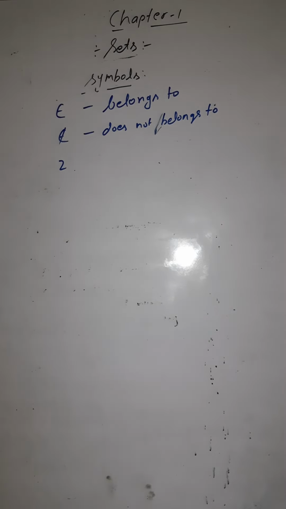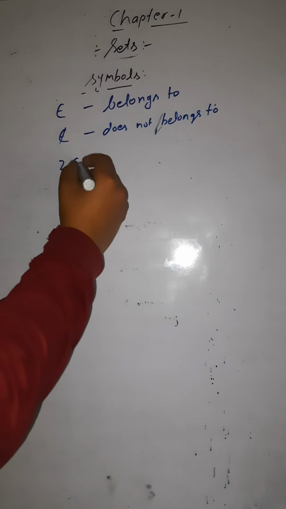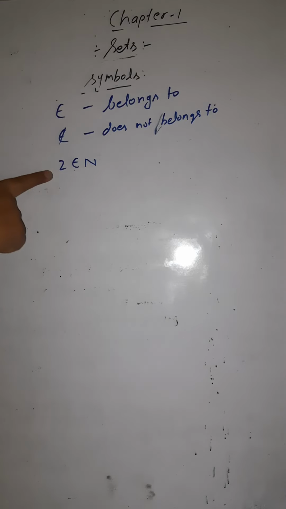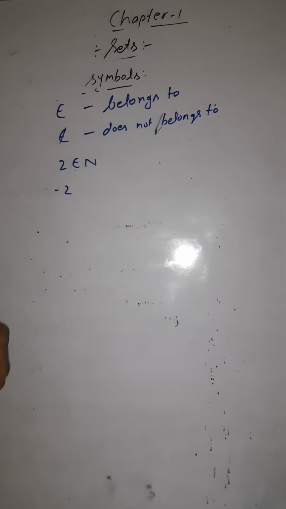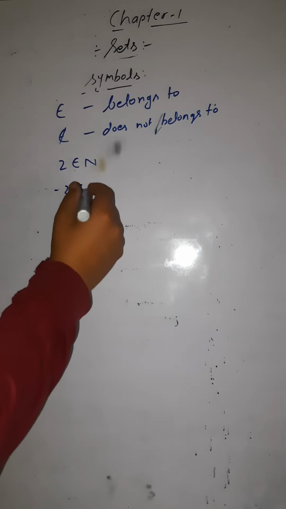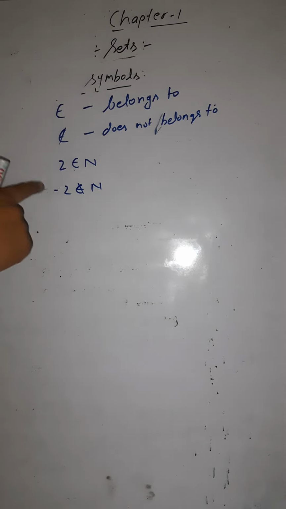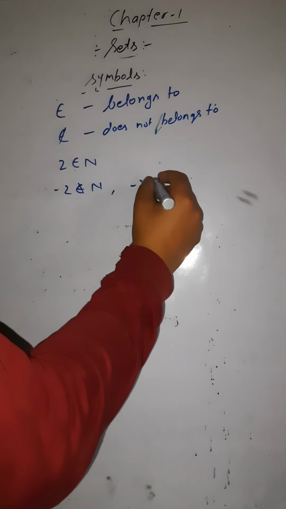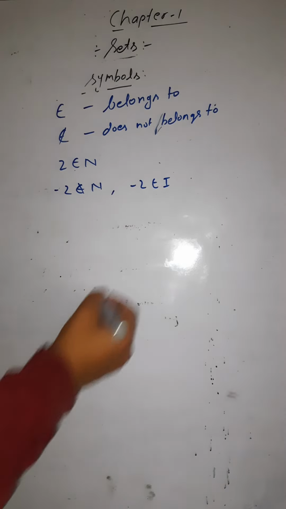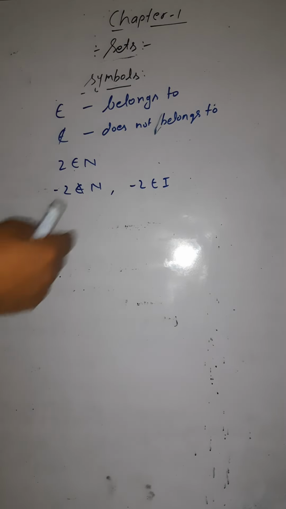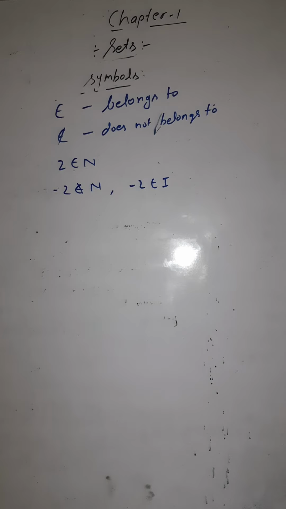Now suppose I write here 2. So 2 is a natural number. So you would write 2 belongs to the set of natural numbers, and natural numbers are denoted by N. But if I write -2, -2 is not a natural number. So -2 does not belong to the set of natural numbers. Rather, -2 belongs to the set of integers, I, or you can write Z also. So these are some symbols which you should know.